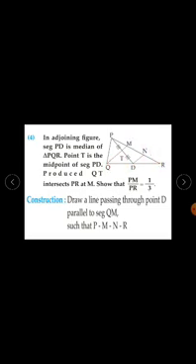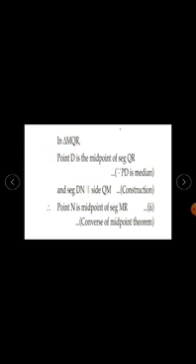In triangle MQR, D is the midpoint of QR because PD is the median. Segment DN is parallel to segment QM. It is construction. Therefore, N is the midpoint of segment MR by converse of midpoint theorem, and this is your equation 2.